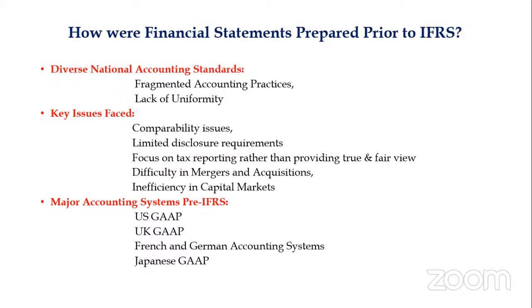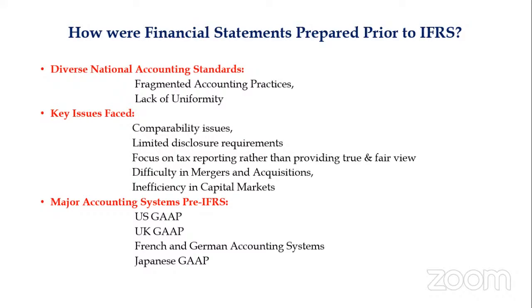Even the movement of capital from one country to another was very difficult. Why? Because there were no uniform accounting standards across the globe. That led to inefficiency in the capital market. These are some of the issues we faced before the introduction of IFRS. The major accounting systems before IFRS were US GAAP, which dominated, UK GAAP, and the French and German accounting systems in Europe.